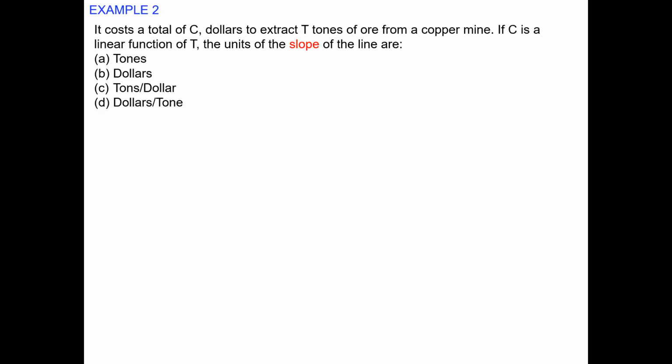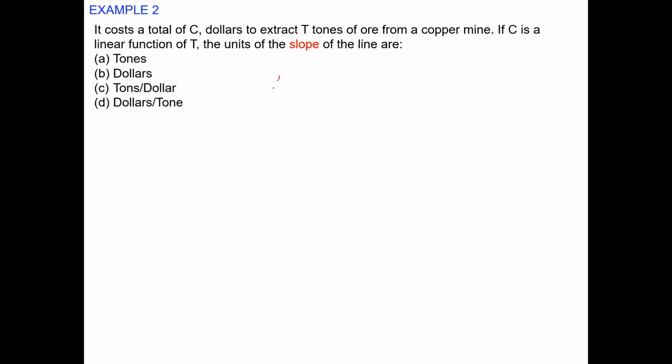Let's see. It costs a total of C dollars to extract T tons of ore from a copper mine. If C is a linear function of T, the units of the slope of the line are... And this is multiple choice. We have to pick one of the answers.